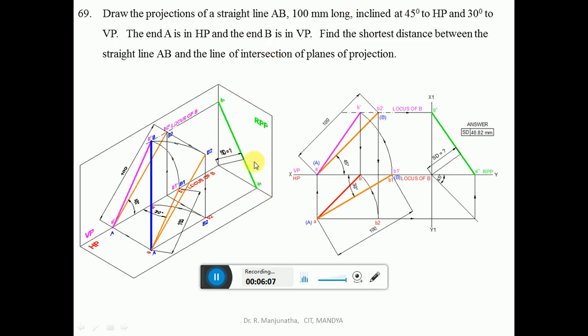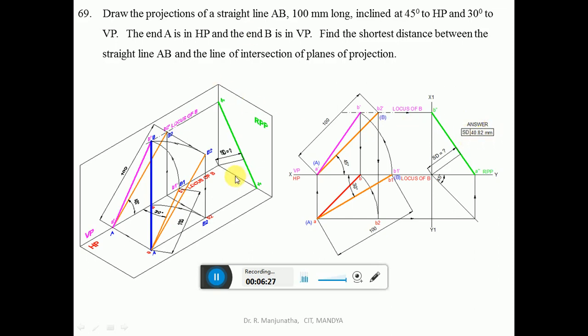Now to find out the shortest distance, we know this angle, we know this is 90. So 90 plus this angle minus 180 degrees is going to give you this angle. So this is going to be the shortest distance. You measure that shortest distance, and it will be equal to 40.82 when you are doing it on the computer. When you are doing it manually, it will be 41.